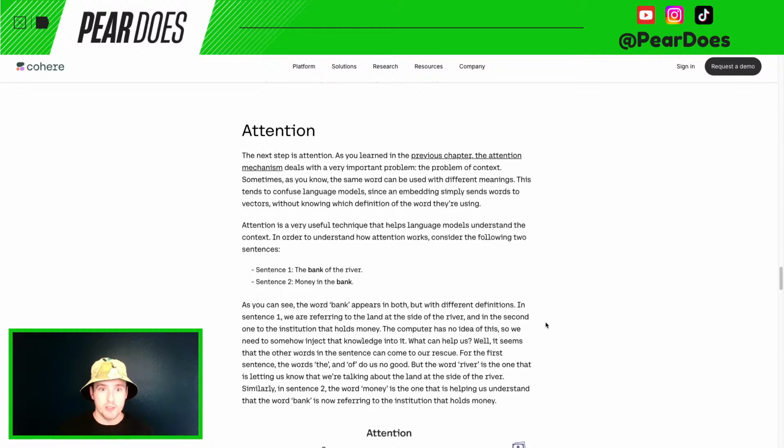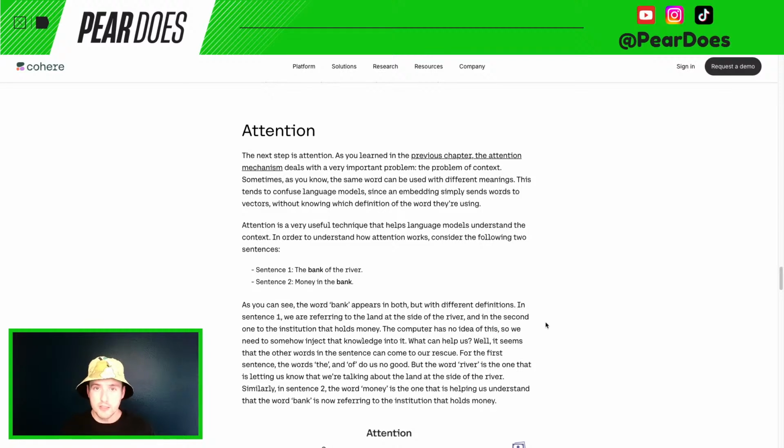As we've learned previously, attention deals with a very important problem, which is the problem of context, what these normal predictive models don't have. Sometimes the same word can be used but have different meanings. This tends to confuse a lot of large language models since an embedding simply sends words to vectors. It doesn't look at where or how they're used. It just says, hey, these are the same word, go tell me what it is. And without knowing the definition of those words or how that word could be used in different sentences, they aren't going to know how to craft a response.